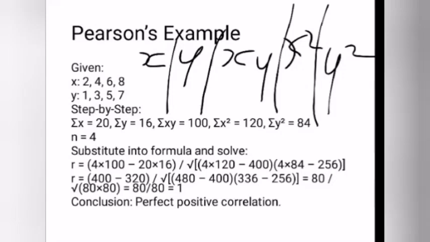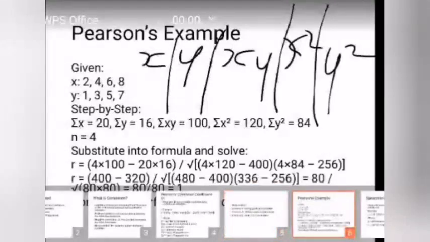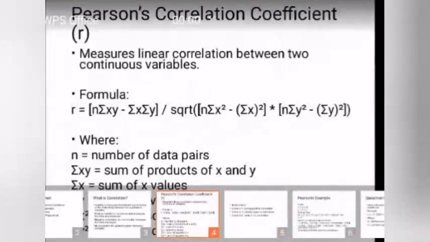So using the formula, from the formula we have n times sigma xy minus sigma x times sigma y over square root of n times sigma x square minus sigma x all squared. Don't get confused. This first one is sigma x square. That's when you add up all this x square, the summation of it.